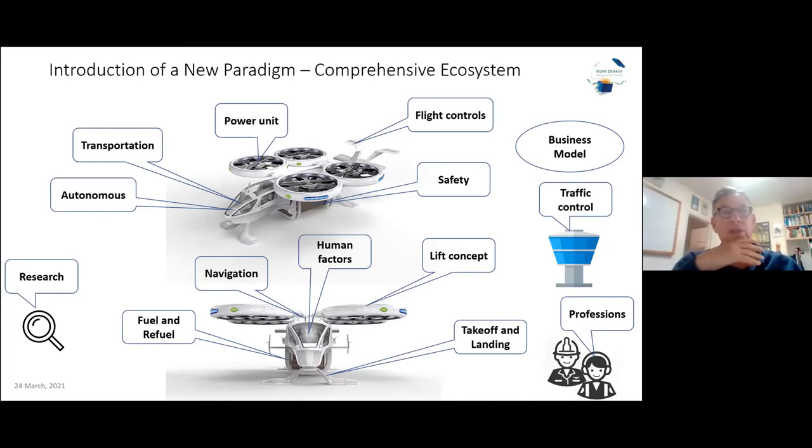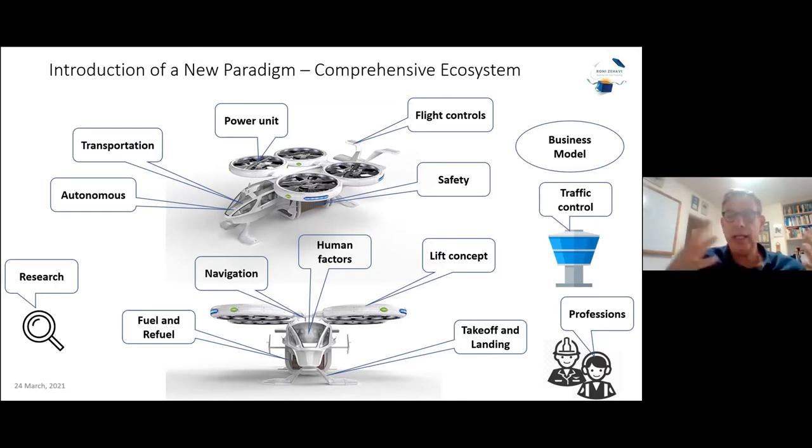From autonomy to transportation to power unit and flight control and safety and lift concept for the engines, human factors. This is a very fascinating thing. For example, people are going to be sitting in it. How are they going to feel? Nobody's sitting and actually driving it because it's autonomous, but it's not on the ground. So there is bank angle and maneuvering, and it's going to be sometimes during the night in the dark. People could feel sick. So there are a lot of human factors and human engineering and navigation.